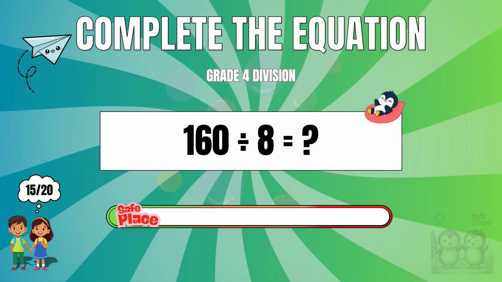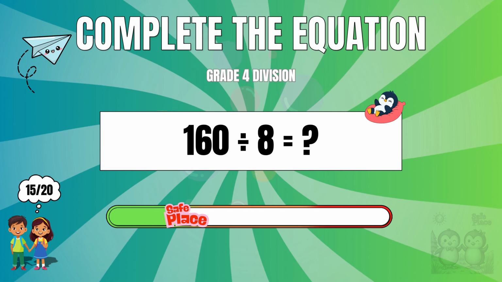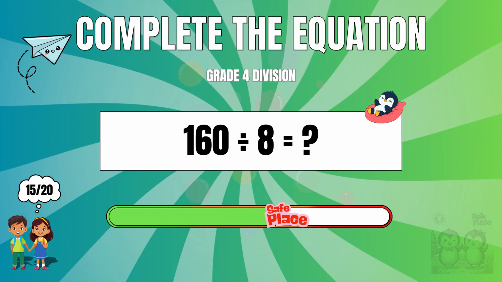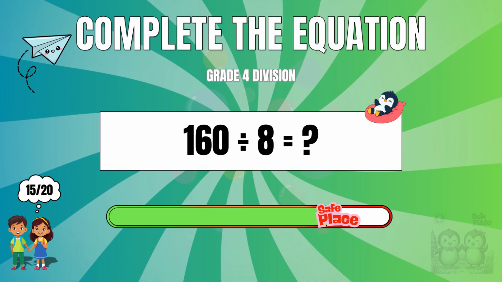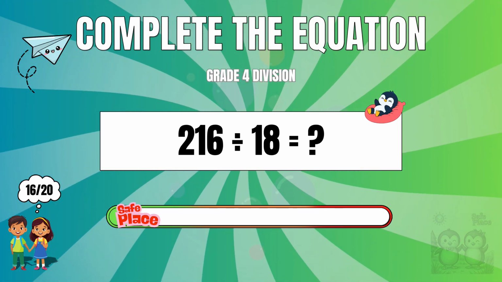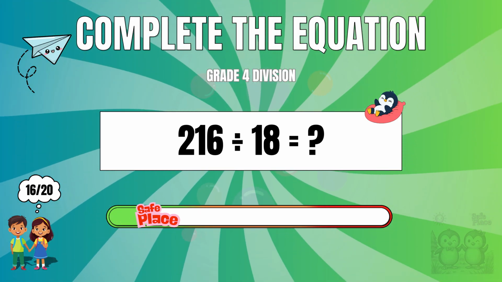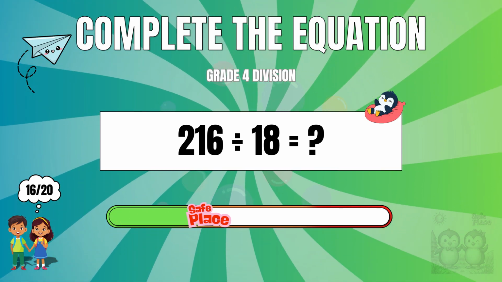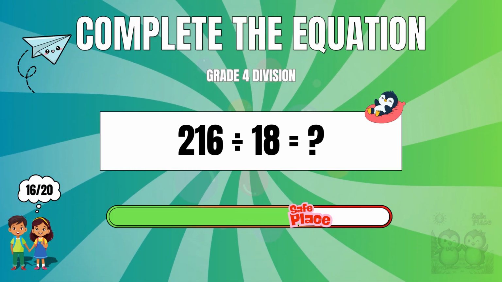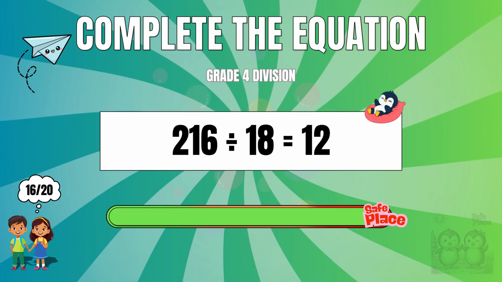Try this one. 160 divided by 8. Three, 2, 1. That makes 20. A tougher one. 216 divided by 18. Three, 2, 1. Correct, 12.